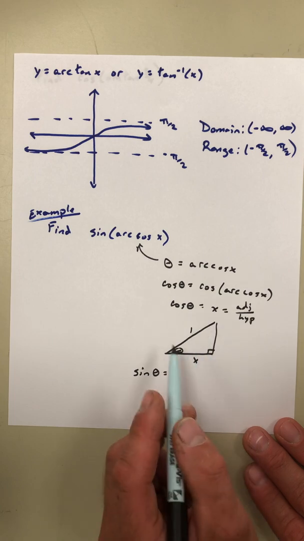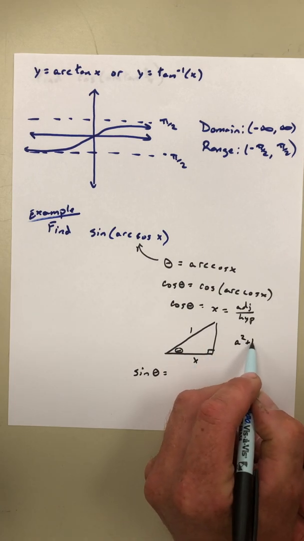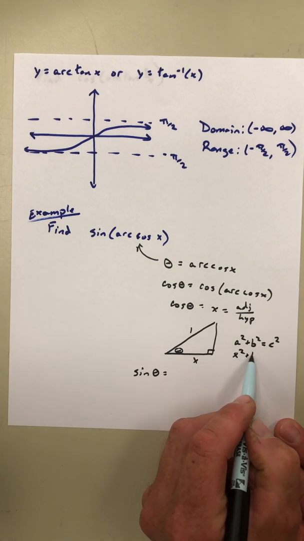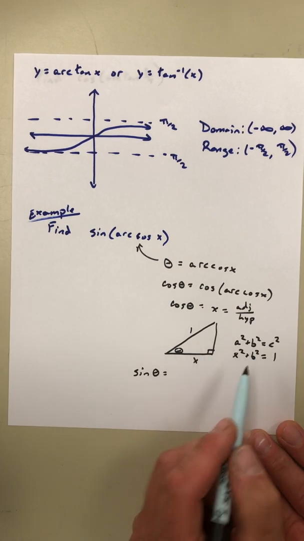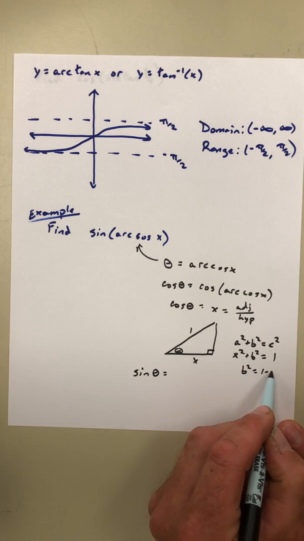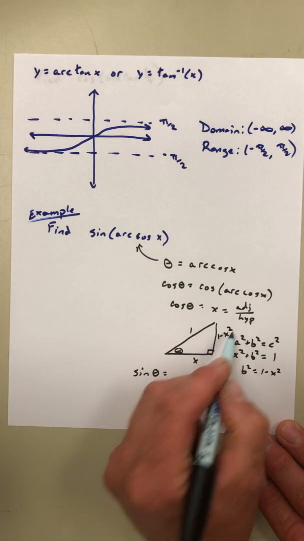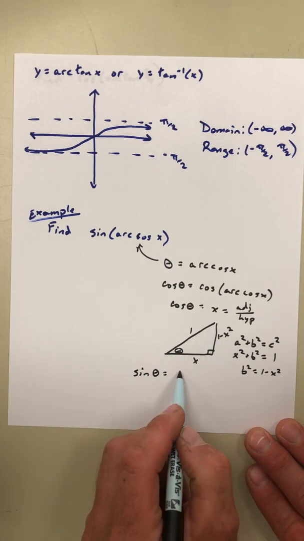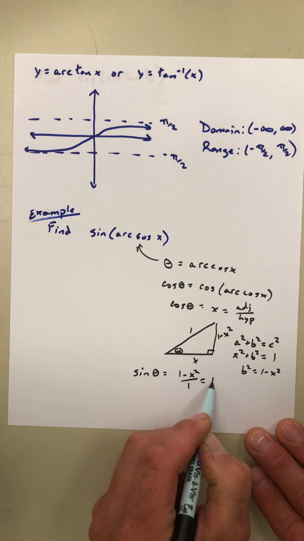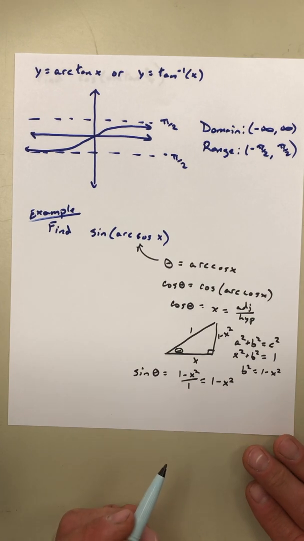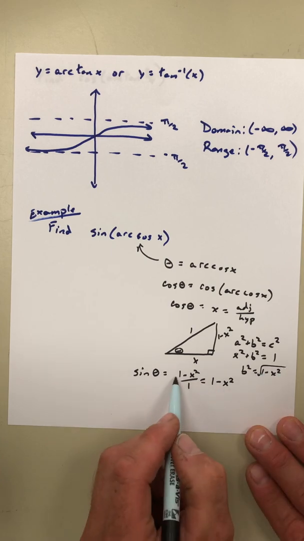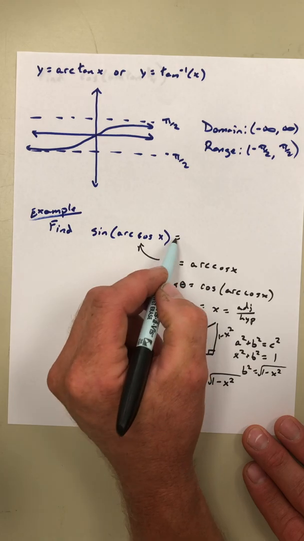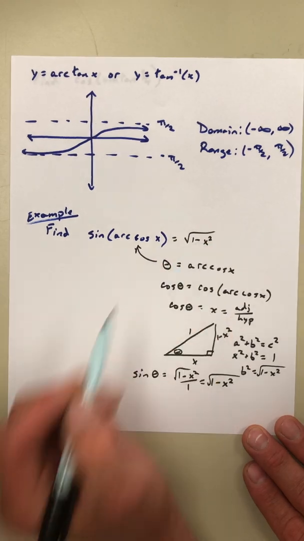Well, I have a right triangle. So I know that a squared plus b squared is going to equal c squared. So I know x squared plus b squared equals 1 squared, or 1. So b squared is going to equal 1 minus x squared. Here's our 1 minus x squared. So I know the sine of theta is going to equal the square root of 1 minus x squared divided by 1, or the square root of 1 minus x squared. All right, so we know then the sine of the arc cosine of x is going to equal the square root of 1 minus x squared.